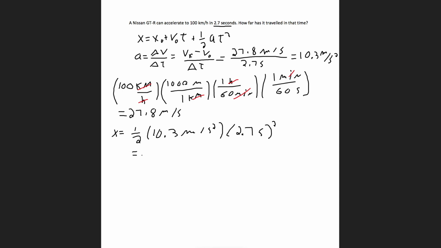Multiply that out, and we get, for our final answer, 37.6 meters. Our units are meters because we have seconds squared here divided by seconds squared here, and that leaves us with just meters. So our final answer is x is equal to 37.6 meters. That's the final position of the car.